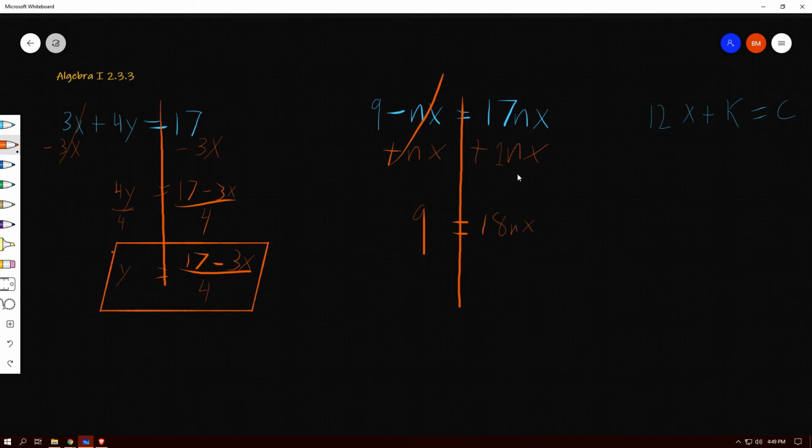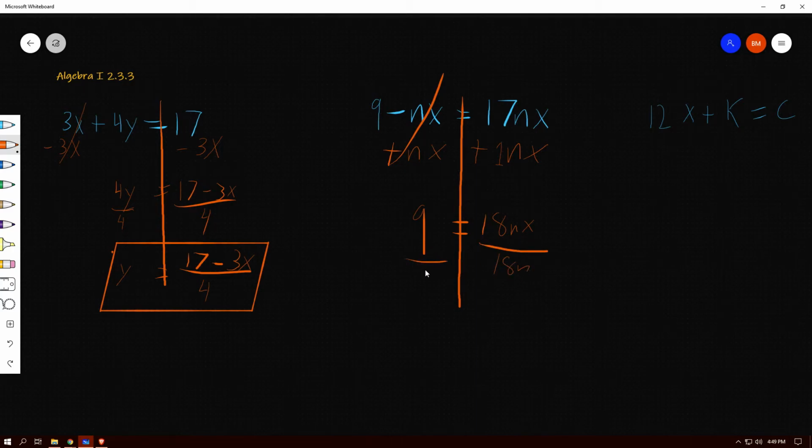Now all my like terms are combined. What am I solving for? I'm solving for x. What's on the same side as x? The 18 and the n. They're all multiplying, so I don't need to worry about what's furthest away because they're both connected and at the same distance. They're both multiplying x, and the way I get rid of multiplication is I divide. So I'm going to divide both sides by 18n.